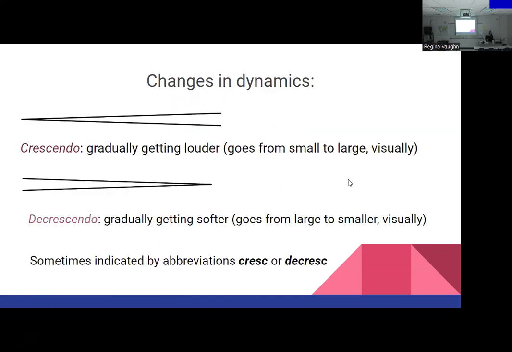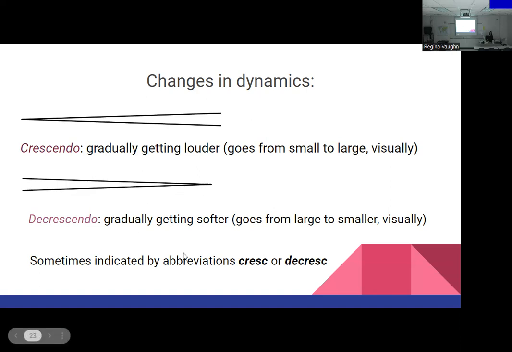When I want to change dynamics, I can use these symbols. This top one is a crescendo. It means to gradually get louder. And if you look at it visually, it goes from small to larger, from small sound to big sound, crescendo. And then its opposite is the decrescendo, to gradually get softer. It goes from big sound to small sound visually.